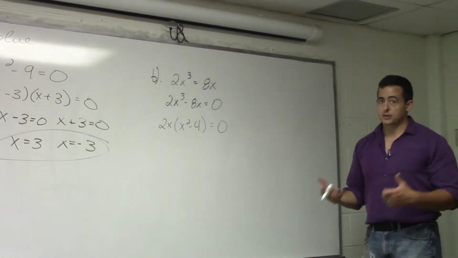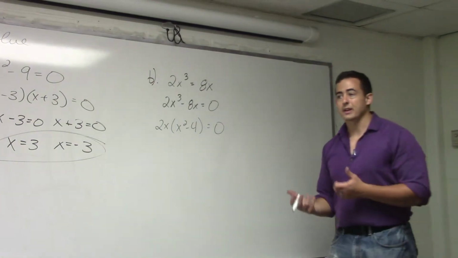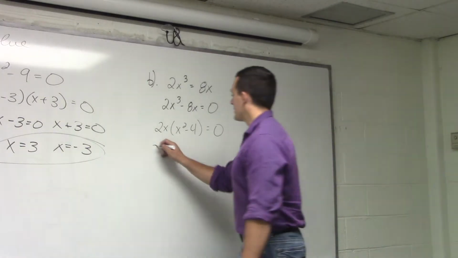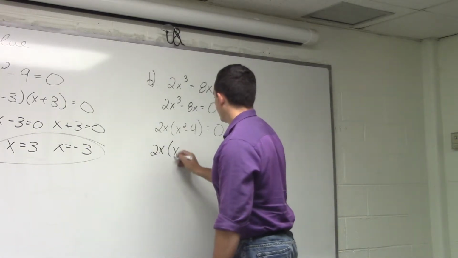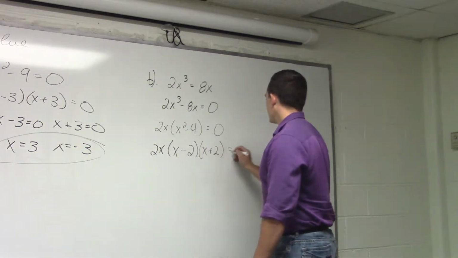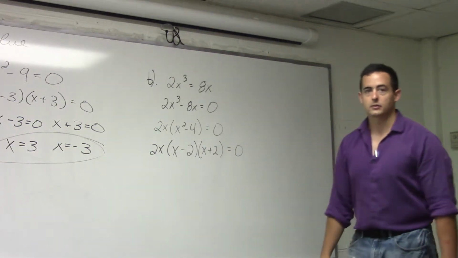From there, I notice x squared minus 4. Well, I recognize that. That's the difference of 2 squares, so I'm going to keep factoring it. I've got the 2x in front. The x squared minus 4 becomes x minus 2, x plus 2 equals 0.